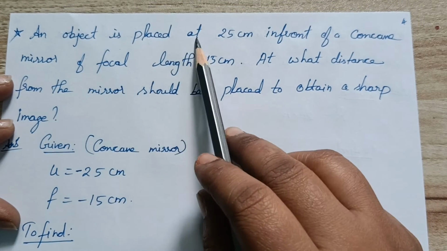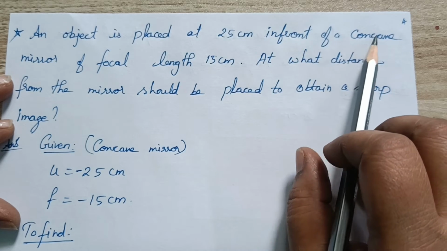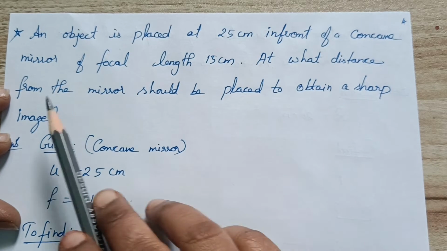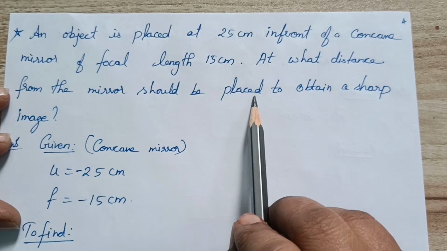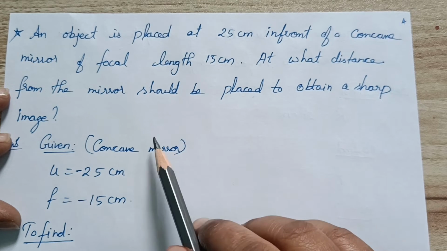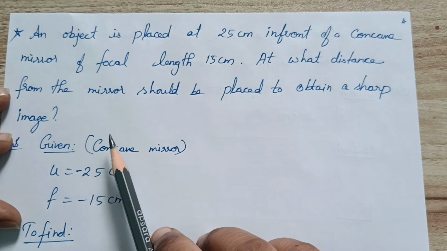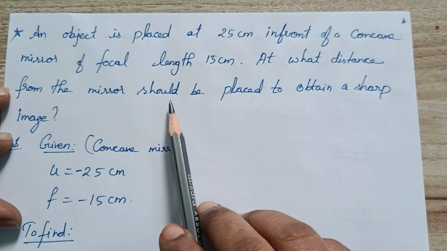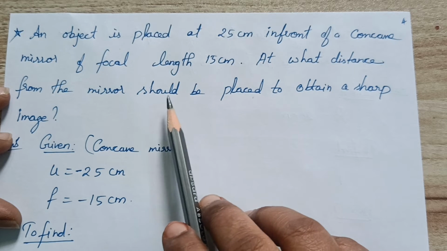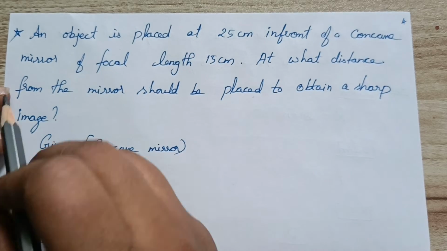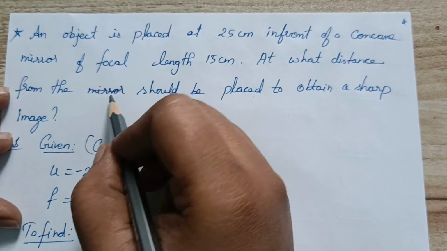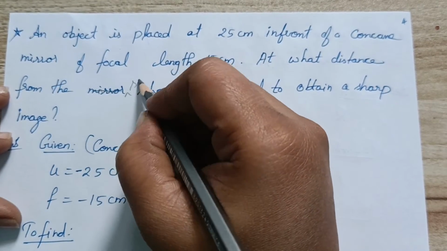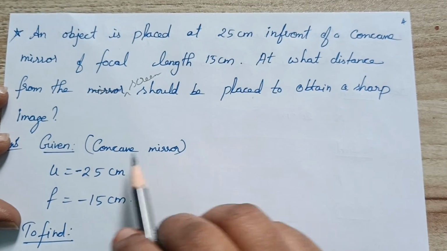An object is placed at 25 centimeter in front of a concave mirror of focal length 15 centimeter. At what distance from the mirror should the screen be placed to obtain a sharp image?